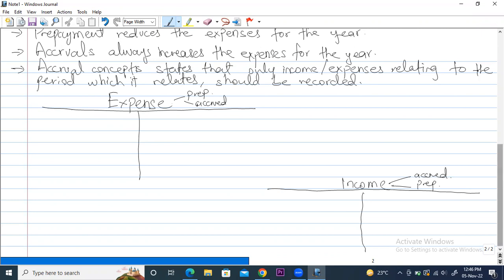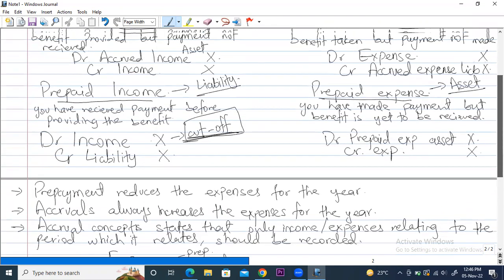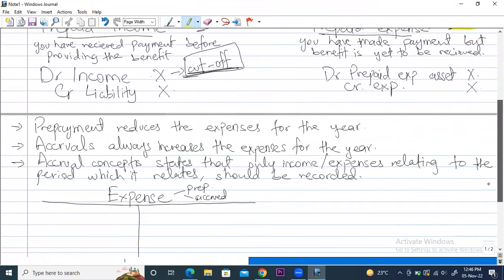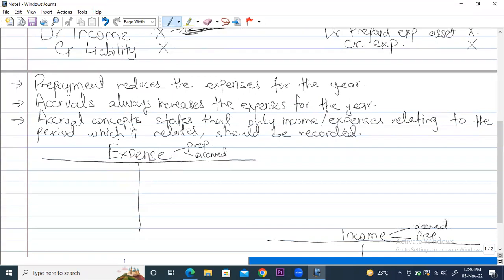Now in expense, if we look at it, prepaid expense was our asset, if you remember. If I go back up again, you can see prepaid expense. Where is it? Over here. Yeah, you can see prepaid expense, it's an asset. So anything which is an asset, we are recording it on the debit side.